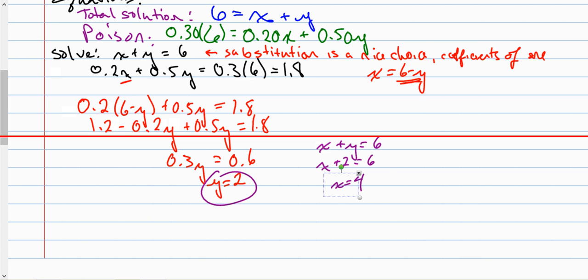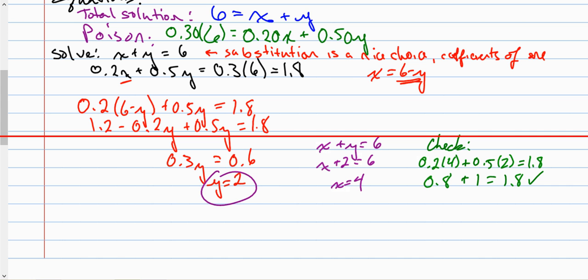And then if I check this, plug it into the other equation, I'm going to see that 0.2 times 4 plus 0.5 times 2 should equal 1.8. 0.2 times 4 is 0.8. 0.5 times 2 is 1, and when I add those together I get 1.8.